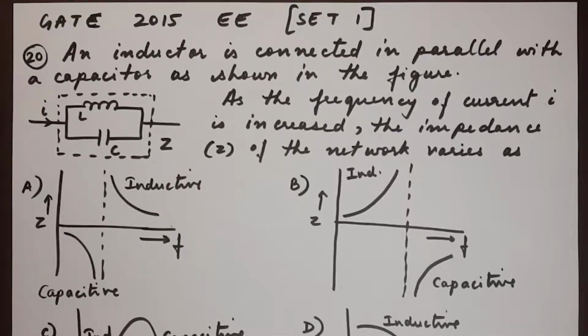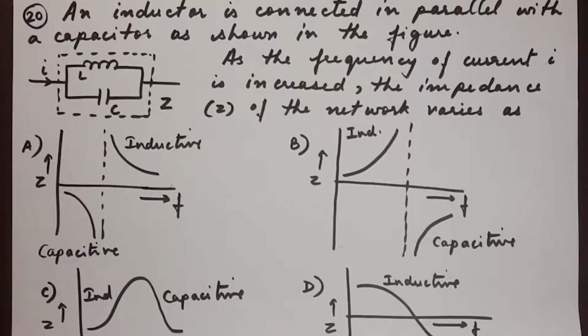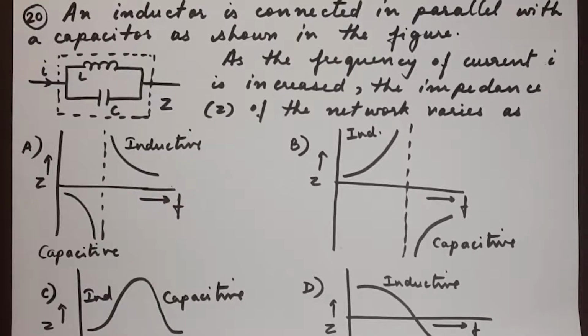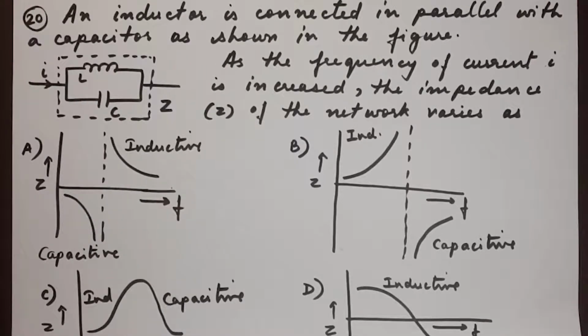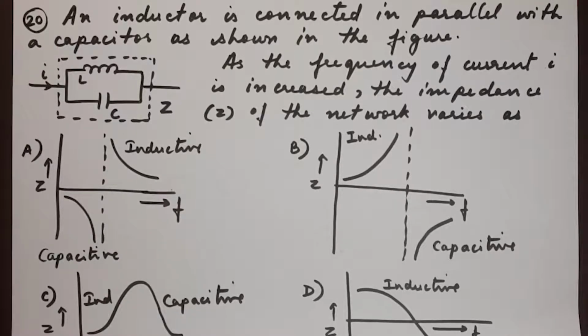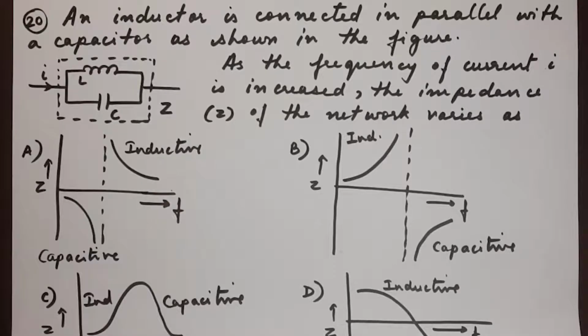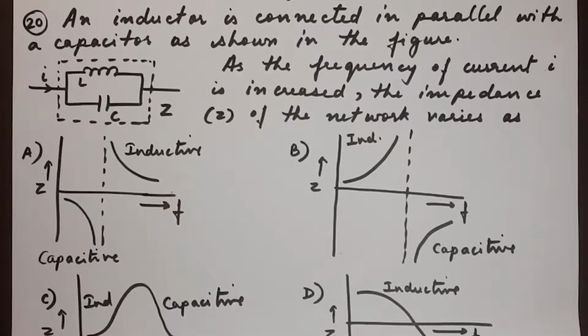Here's the next question, number 20. An inductor is connected in parallel with a capacitor shown in the figure. As the frequency of current I is increased, the impedance Z of the network varies as we have our options A, B, C and D. Now, in order to solve this, let's look at the figure given.